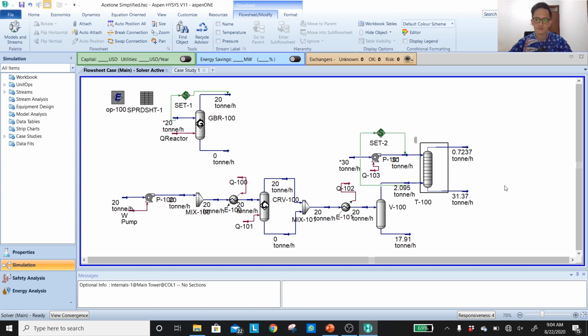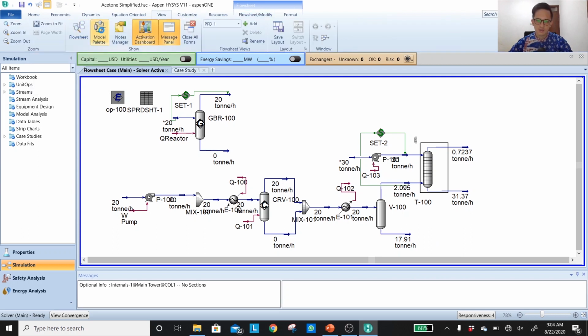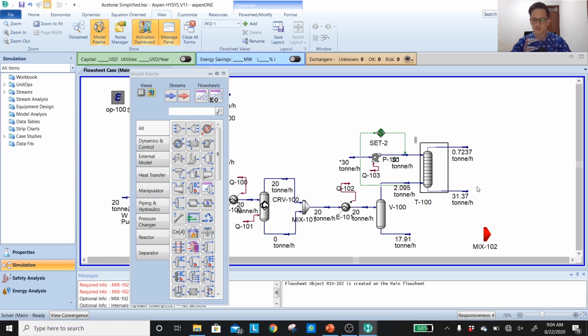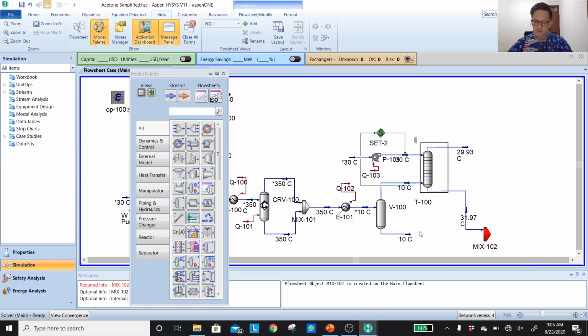Now we have to link the bottom outlet from the absorber T100 and the bottom from V100 to be sent to the distillation column. So let me add a mixer, and then you can also check the pressure and the temperature. Okay, the pressure is already the same. That is a good thing before it's sent to the mixer. And the temperature, okay, it's quite low, so let's connect it and see how it will affect the mix stream.